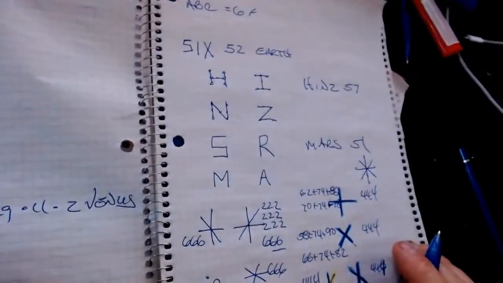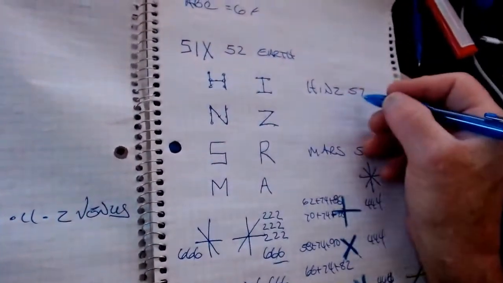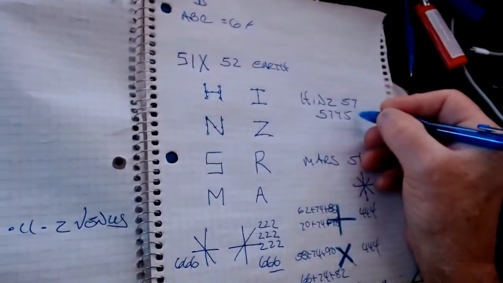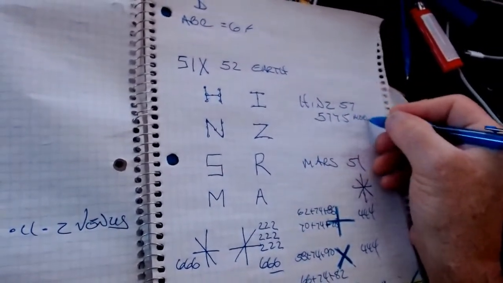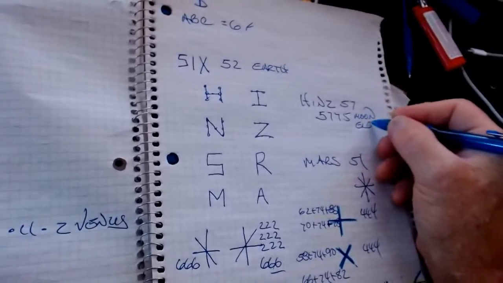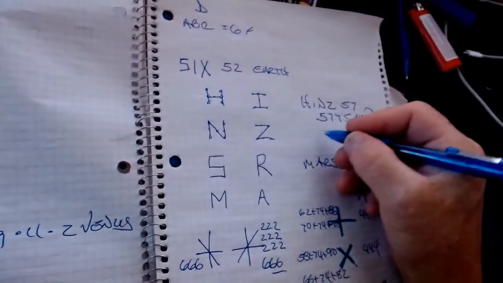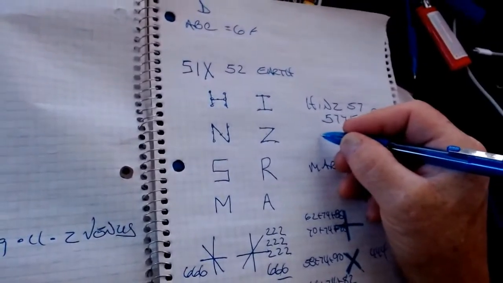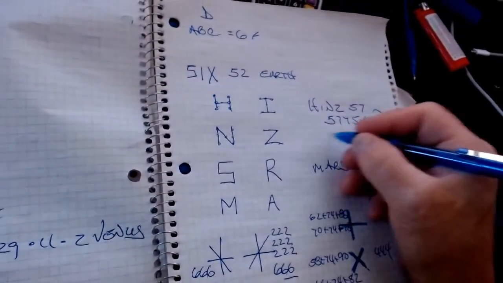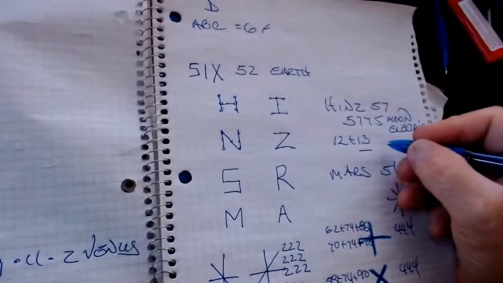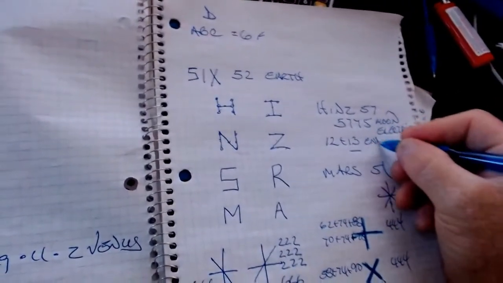Mars, Hines. This happens to be the male and the female. This is the moon electric. And I call it male and female, man and woman, at the age of 12 and the age of 13 ending.